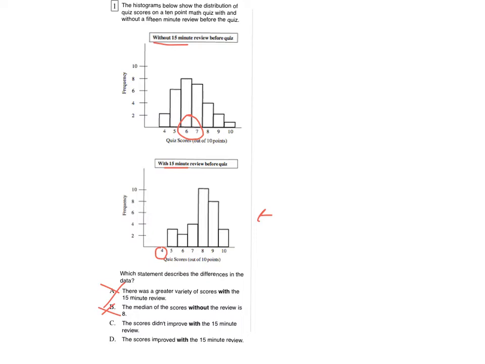as well. The scores didn't improve with the 15-minute review. I would say that's clearly false. We see that the scores were better. And so the kind of most obvious answer is the correct one there, option D.